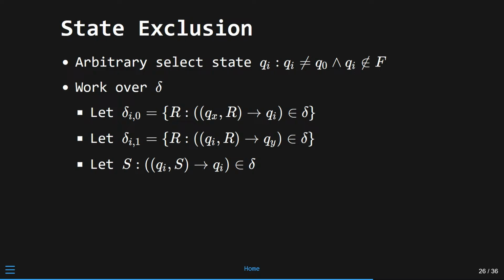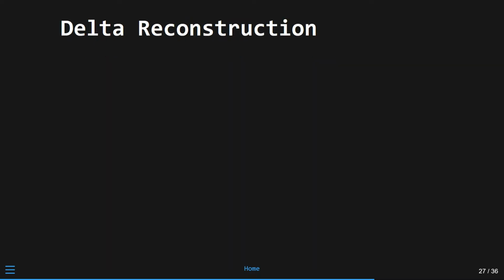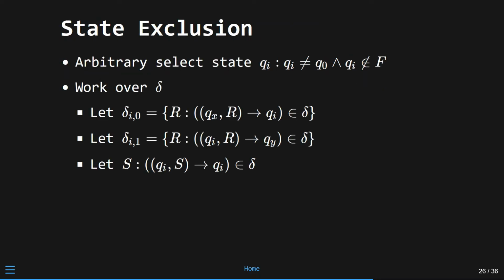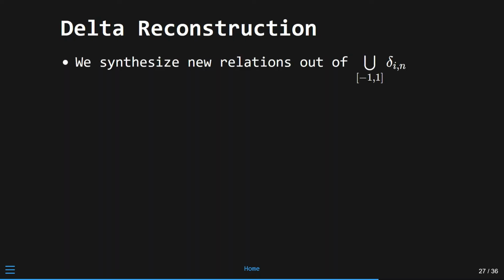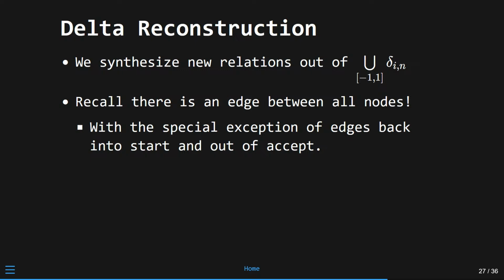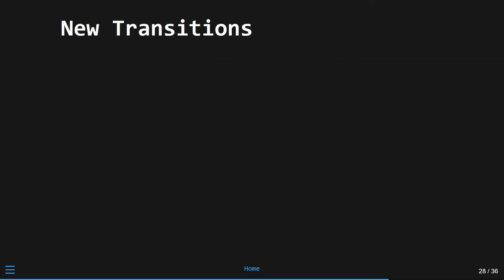Okay, what am I going to do with this? Well, I'm going to build a new delta. I'm going to take the deltas I had previously, which are these ones here that I pulled out, so I'm going to take the union over them. I'm going to remember there's an edge between all nodes, except when we deal with special cases with the acceptance state. And I'm going to add new transitions.